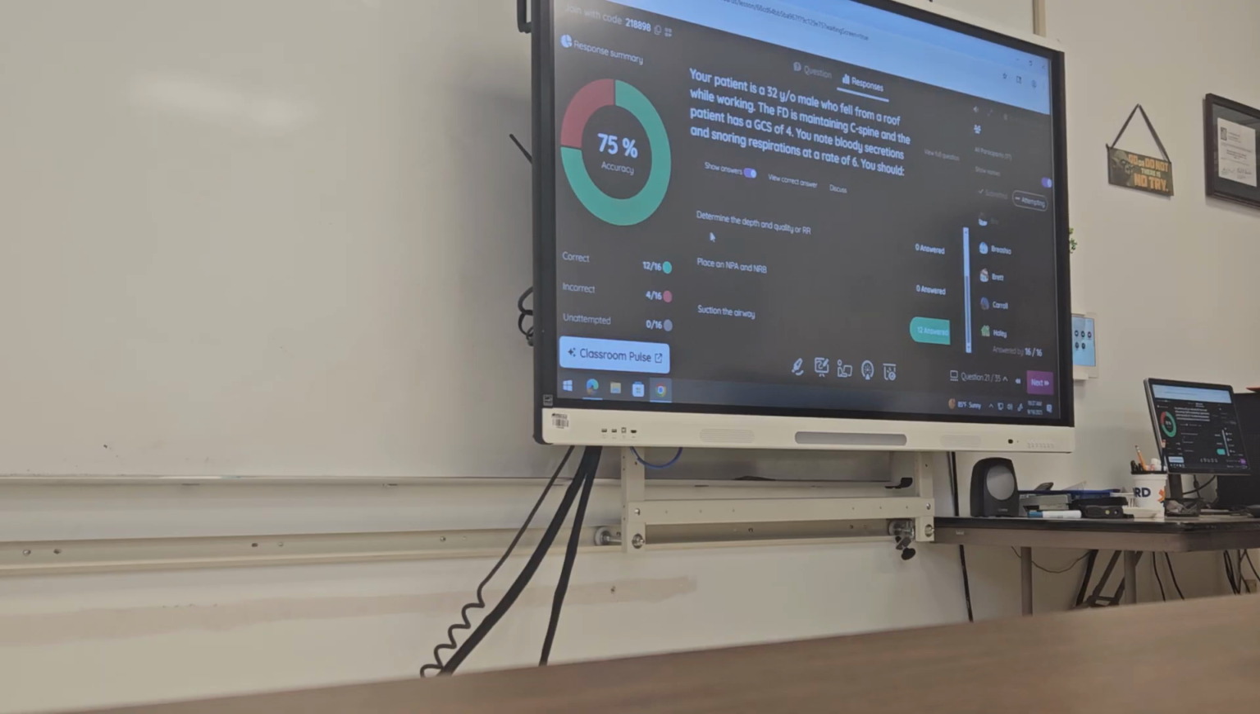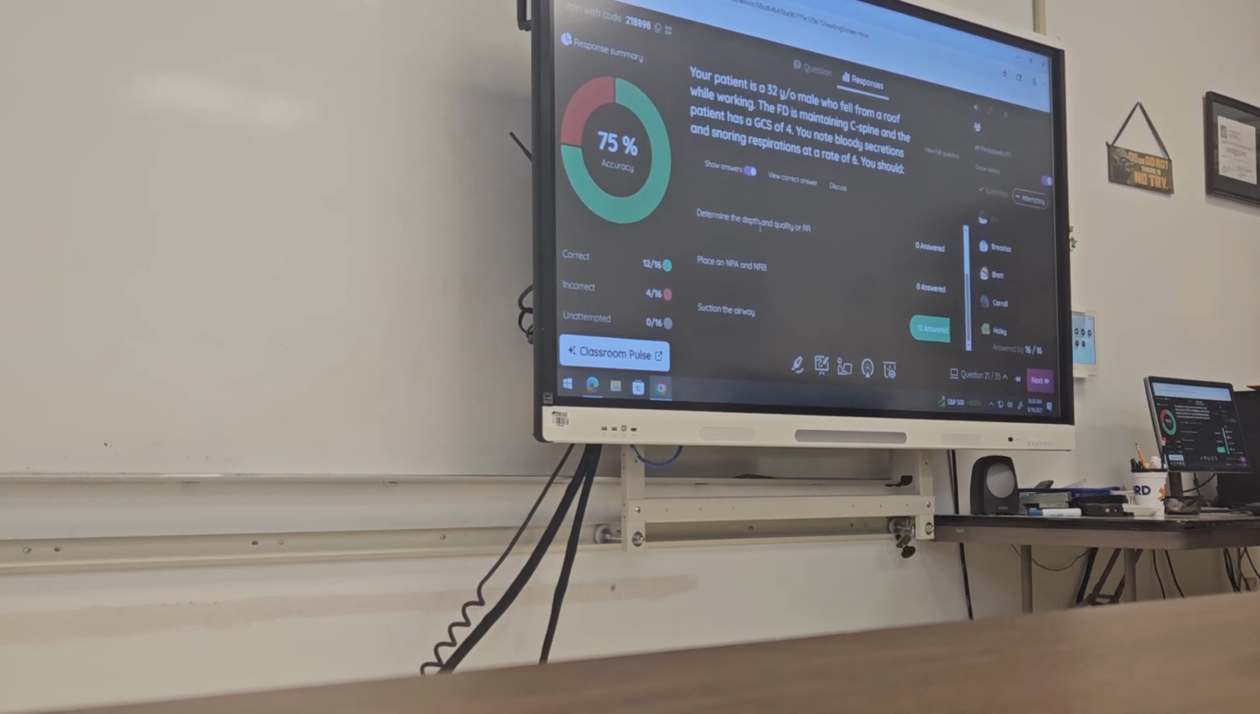Why is this one not right? Like, we got it, we didn't pick it, but why is that not right? Because the respirations are at 6. Hmm? They're inadequate breathing. So you're still in the A on your ABCs, right? I need an airway open first, before I can do anything about assessing the breathing.